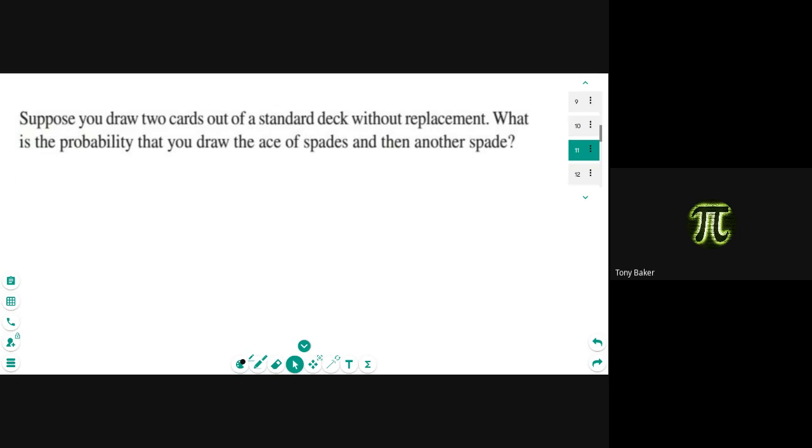What do we got? What's the probability of drawing an ace of spades? Right, 1 out of 52. What's the probability of drawing another spade? Almost 51. So we have one less spade, right? Because how many spades are there normally? 13.